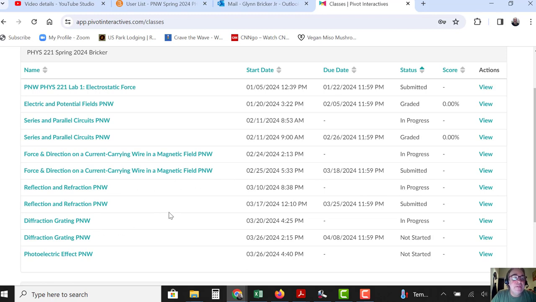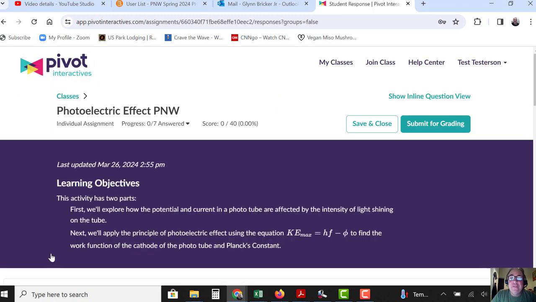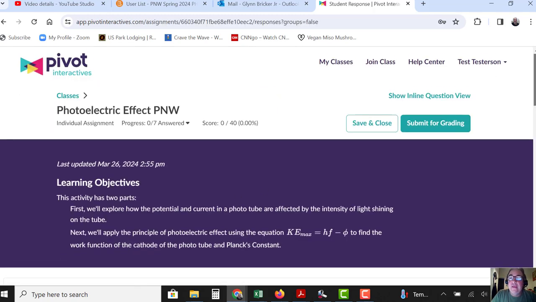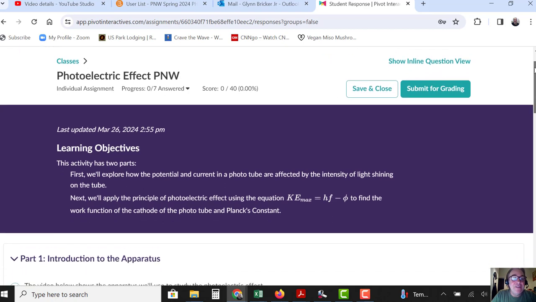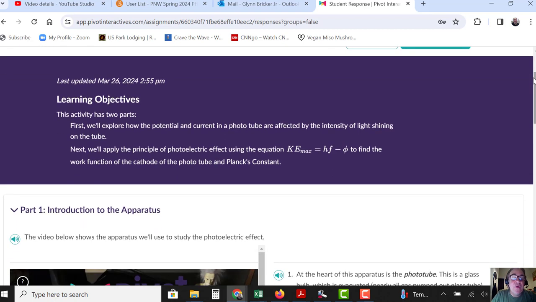So I've logged into Pivot Interactives and I'm going to choose the photoelectric effect lab. You can see what it looks like here. And I've logged in as Testerson again. So the activity has two parts, as it says here.